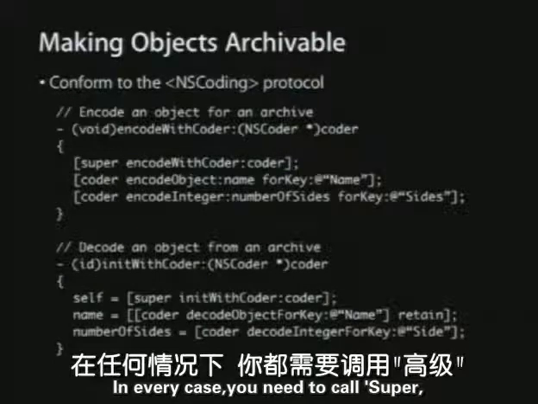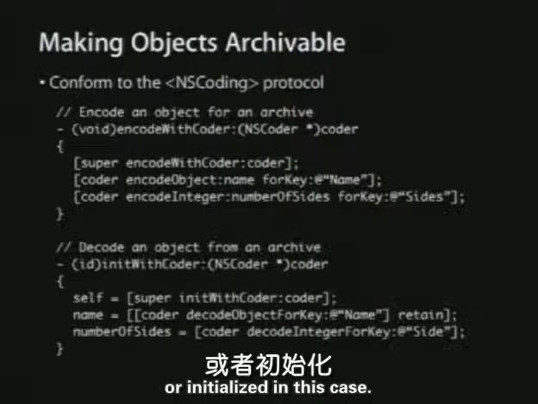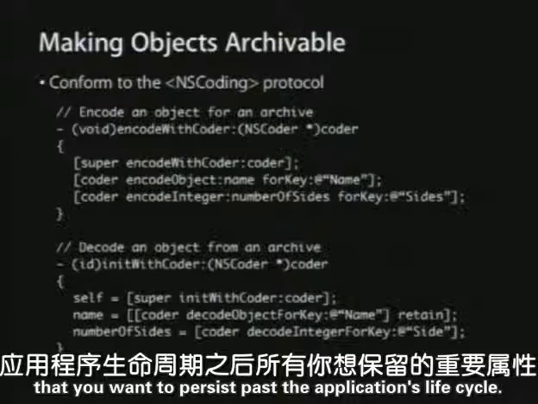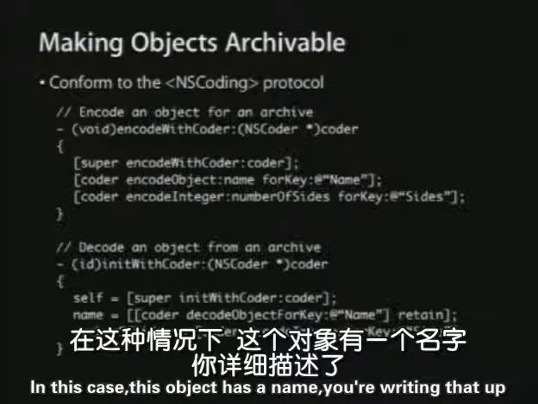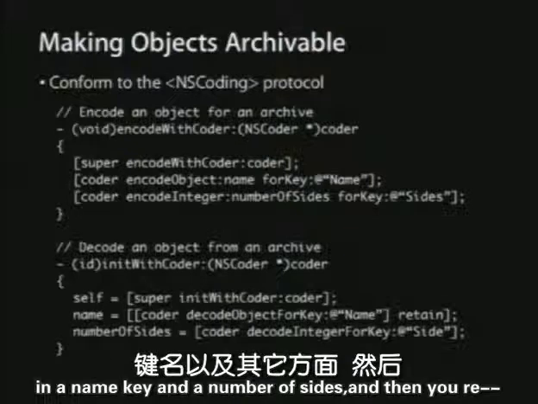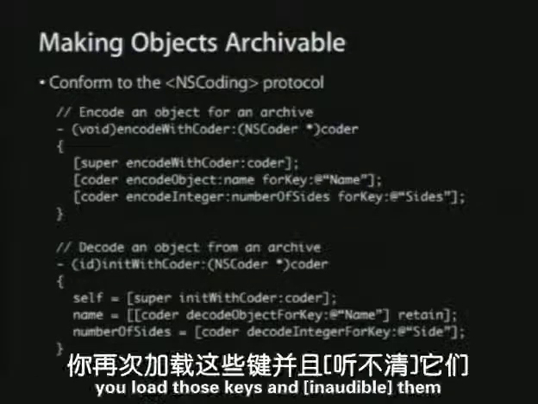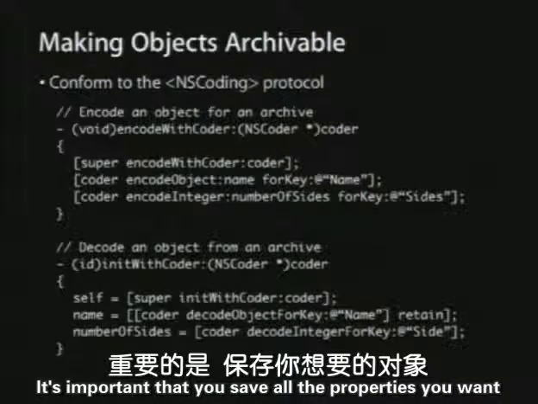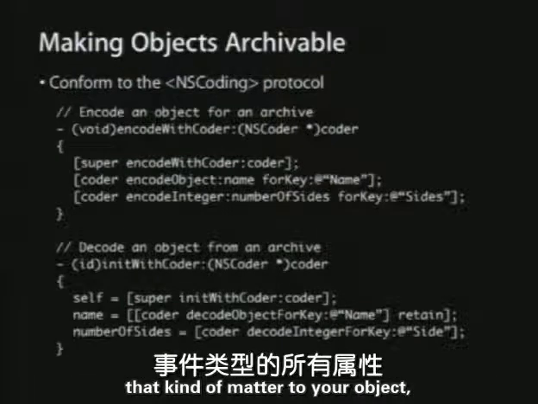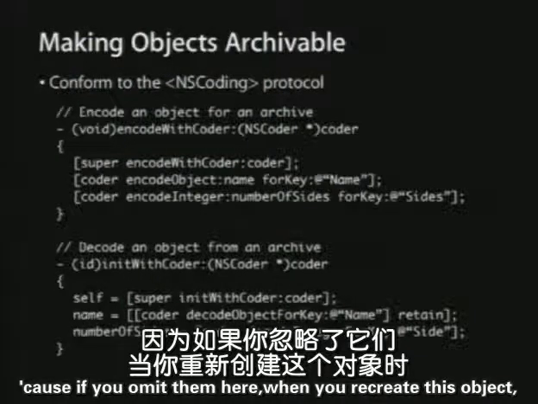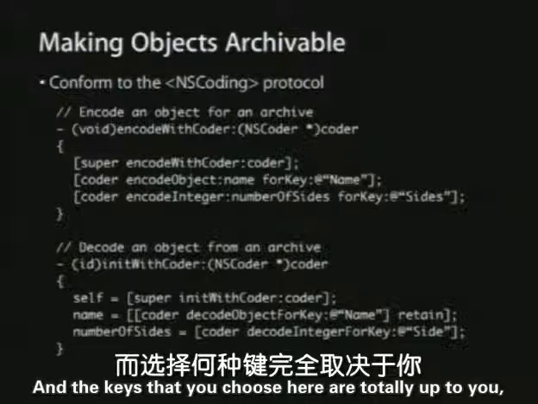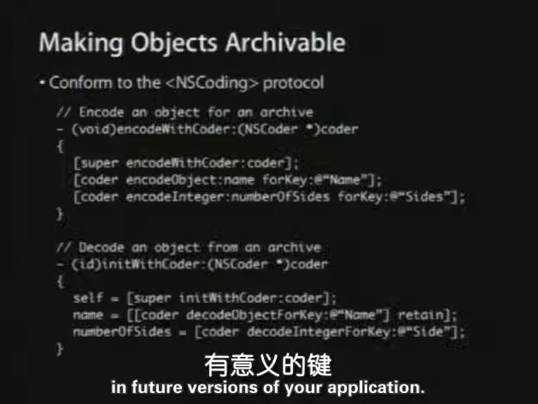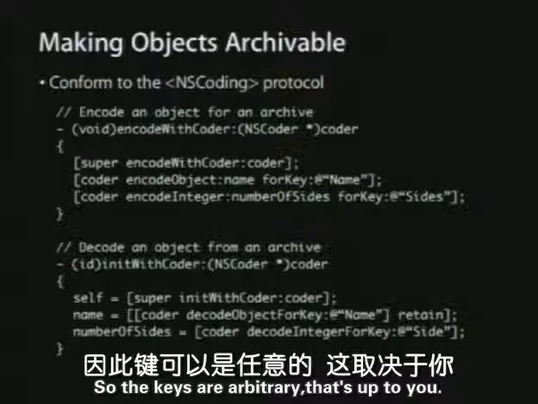In every case, you need to call super, so that NSObject gets initialized in this case. And you can save out all the important properties that you want to persist past the application's lifecycle. In this case, this object has a name, and you're writing that out in the name key, and a number of sides. And then you reload those keys and store them as your ivars again, your instance variables. It's important that you save all the properties that matter to your object, because if you omit them here, when you recreate this object, those properties aren't going to be there. And the keys that you choose here are totally up to you. Anything that you think will be meaningful in future versions of your application. So the keys are arbitrary, entirely up to you.